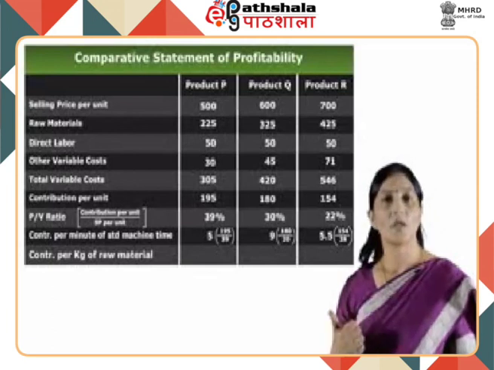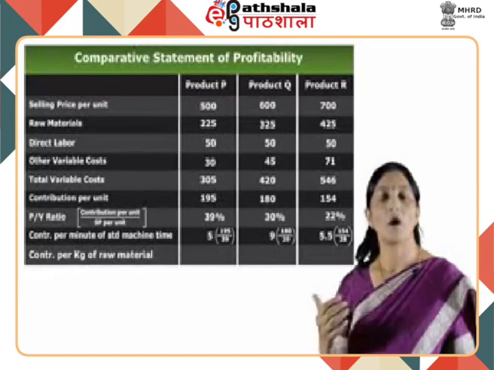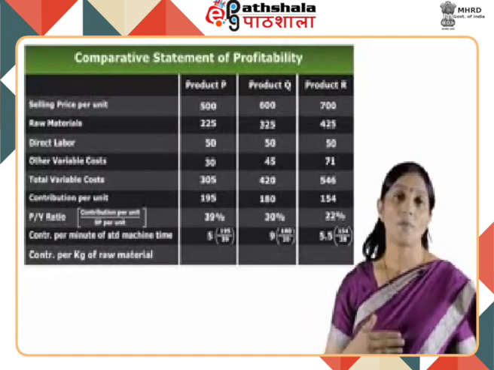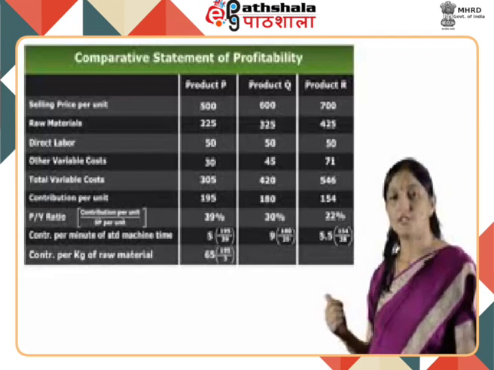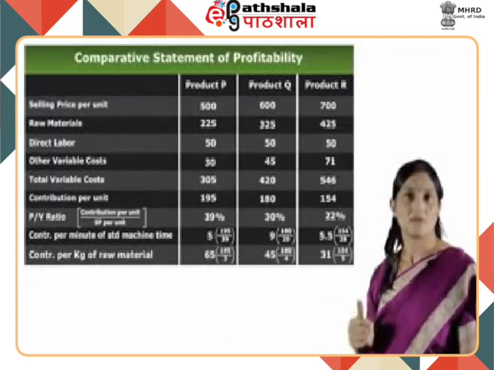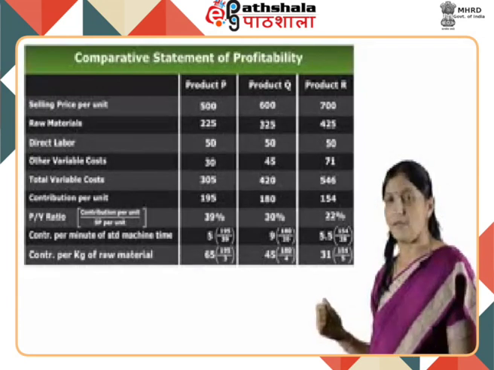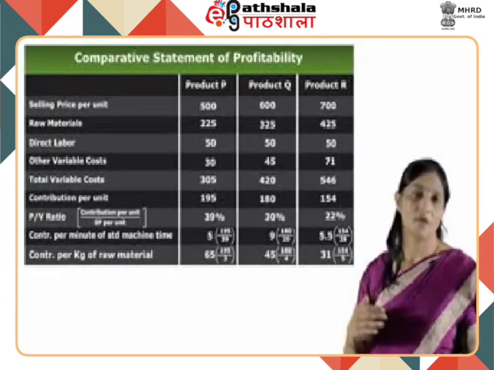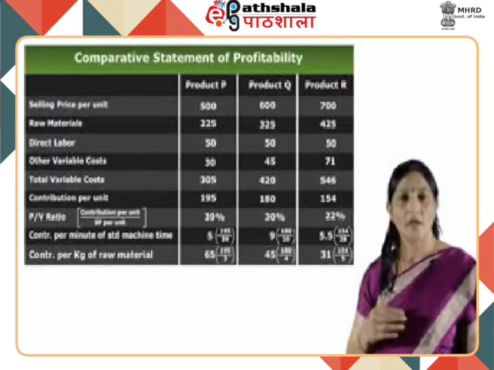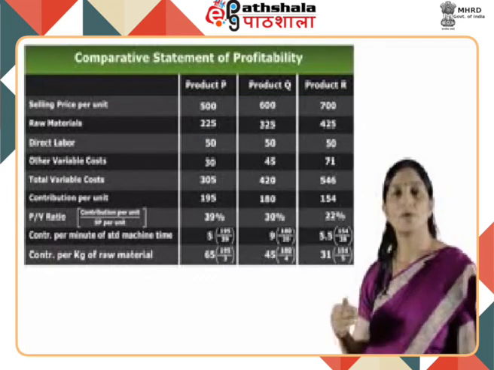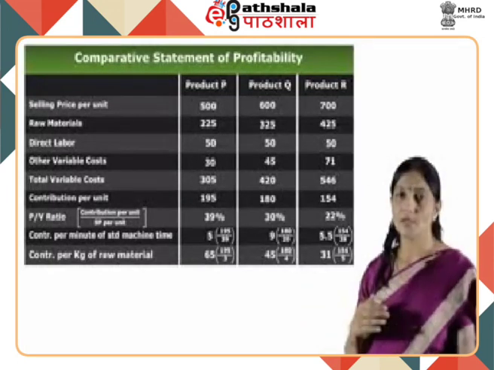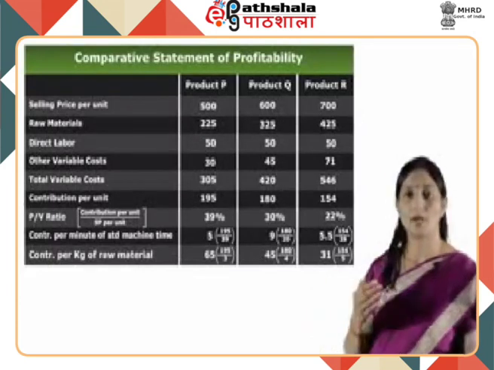Similarly, the contribution per kg of raw material can be computed by dividing contribution per unit of output by number of units of raw material required to produce 1 unit for all the three products P, Q and R. It comes out to be 65, 45 and 31 for the three products P, Q and R respectively. With this, we are finally now in a situation to take our decision. If the machine time is considered as the limiting factor, the contribution per unit of standard machine time is to be considered to take the decision regarding the priorities of the product.